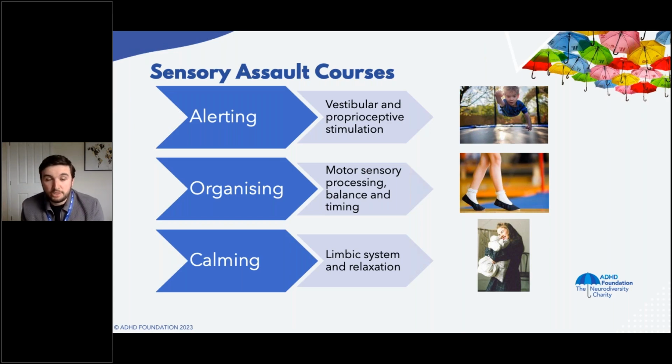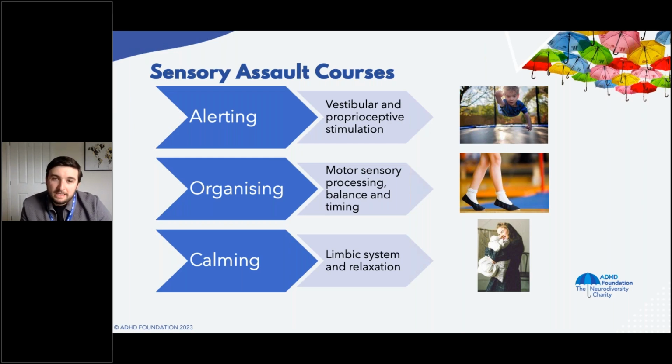So there's 3 stages to it. Now you can actually start with any of these stages, but we finish with the calming stage. So you can do it in any order, but it kind of goes back to the start again. So you might start with organising, then you do calming, alerting, organising again, back to calming. It's up to you what you think they need best, but we'd always finish with that calming stage.